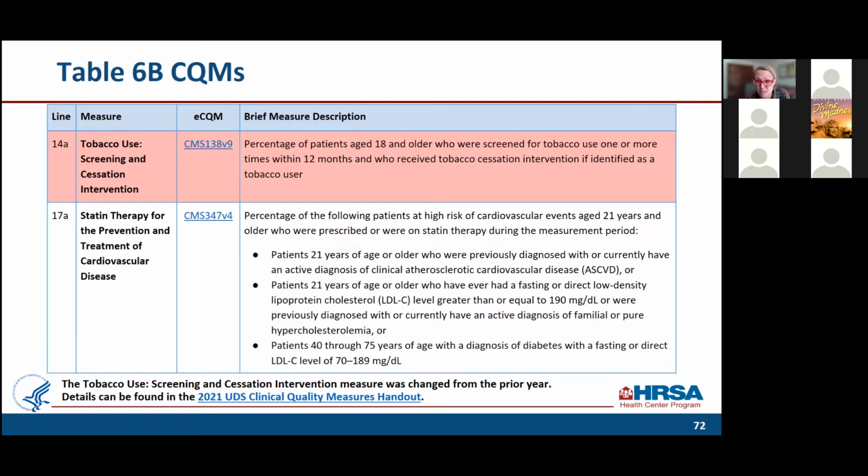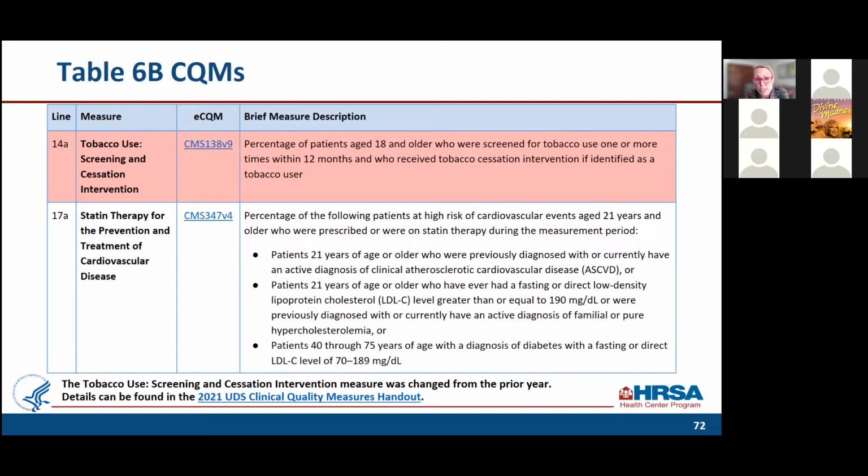This is a complex measure, so I highly recommend reviewing the eCQM specifications and the eCQM workflow to get a better handle on this one. It was covered in detail in a part 3 chronic disease measures webinar. That one was held on October 8th. Again, in the resources that are being shared, and I'll share again at the end, I'll call your attention to that if you want to really dig in there.